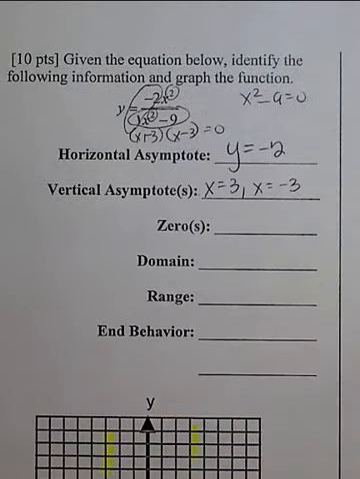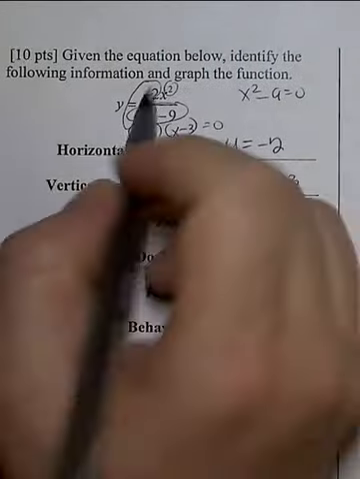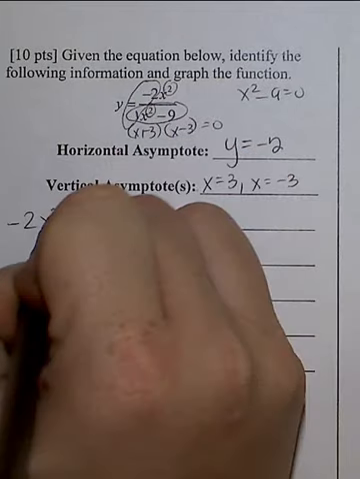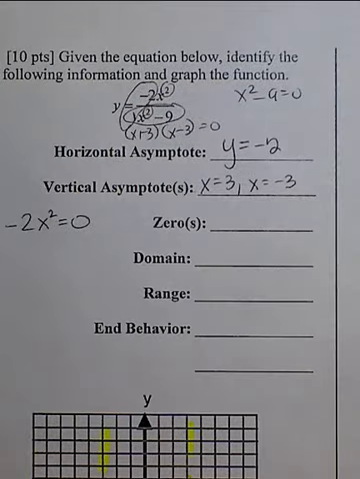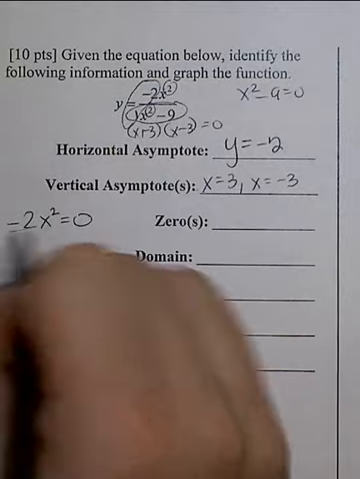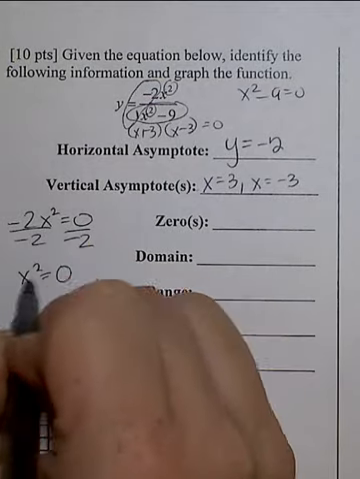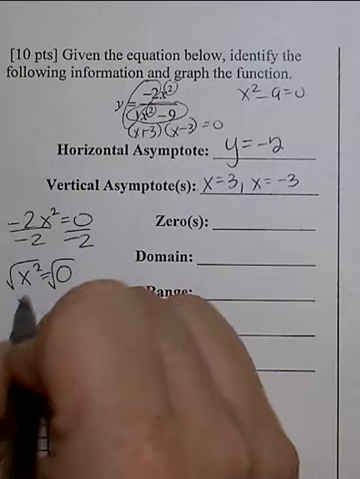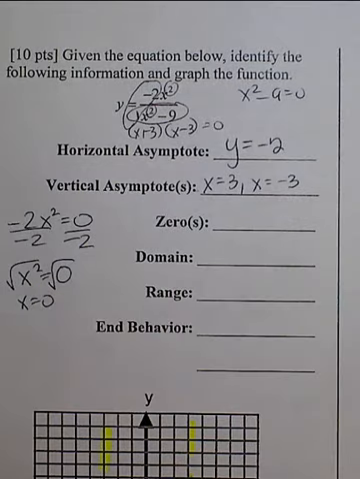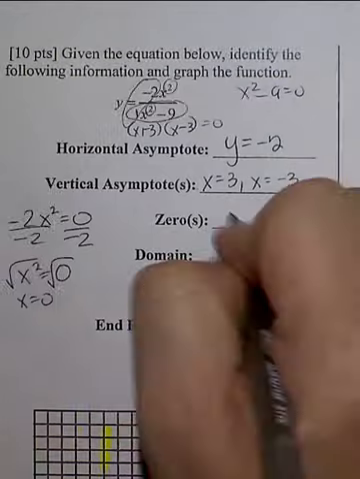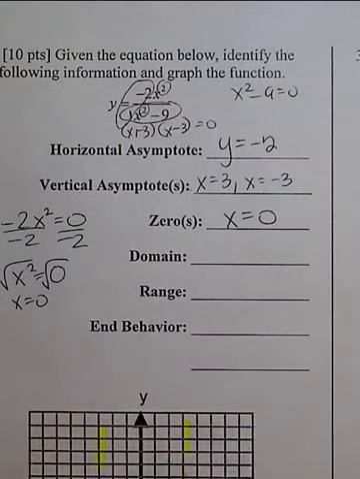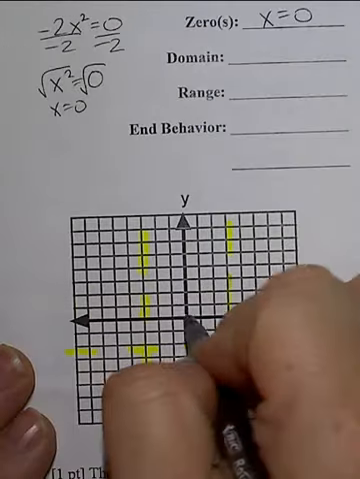The zeros can be determined by taking the numerator and setting it equal to 0 in this form. So I'm going to divide both sides by negative 2. X squared, well, 0 divided by any number is 0. And when you take the square root of 0, you still get an answer of 0. It's not like a plus 0 and a minus 0. So a zero is x equals 0. And I'm going to graph that point.